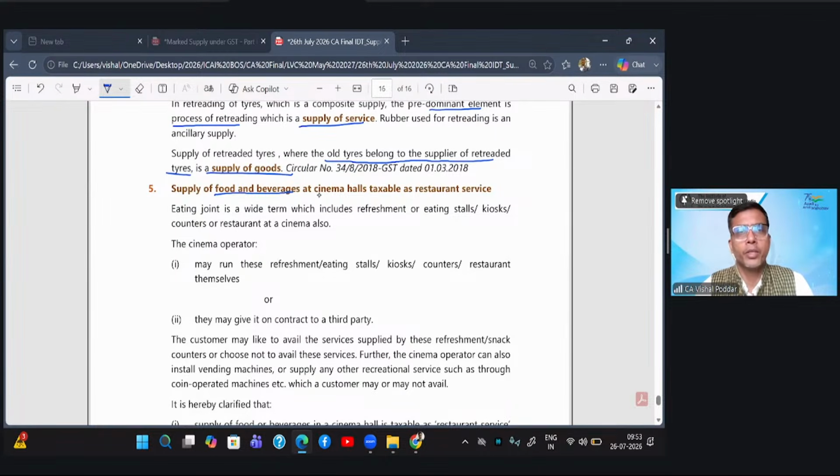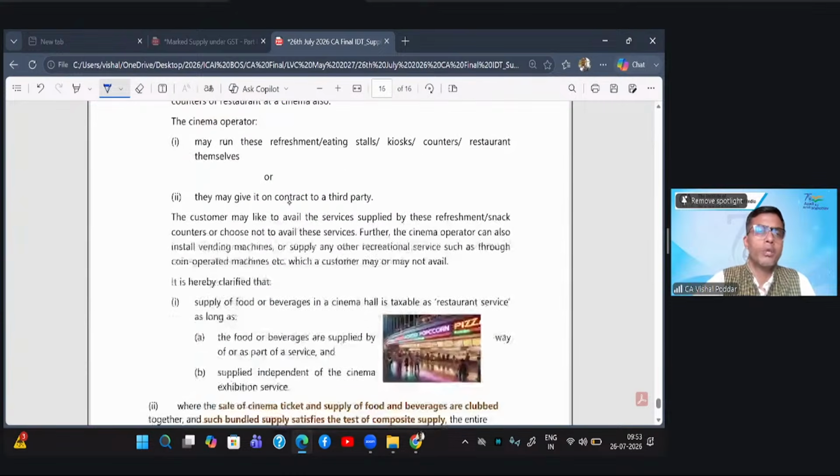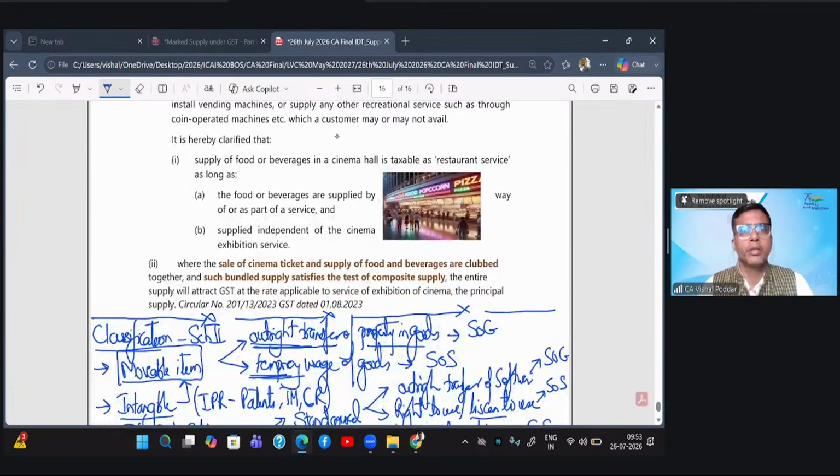Next, supply of food and beverage at cinema halls is taxable as restaurant service. Now, importantly, eating joint is a wide term which includes refreshment or eating stall, kiosk, etc. And it includes these things put in a cinema hall also. Now, the cinema theater may run these refreshments or they may be given on contract to a third party. Now, what is the clarification? Supply of food or beverage in a cinema hall is a restaurant service as long as the food and beverages are supplied by or as a part of service and the supply is independent of the cinema exhibition service.